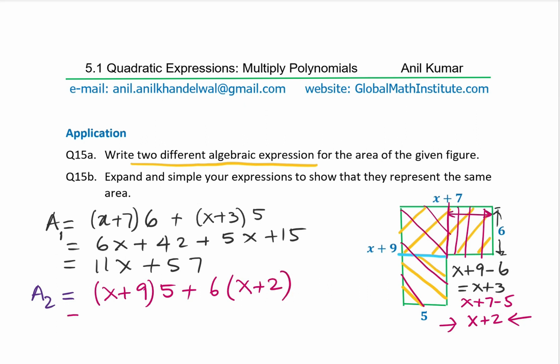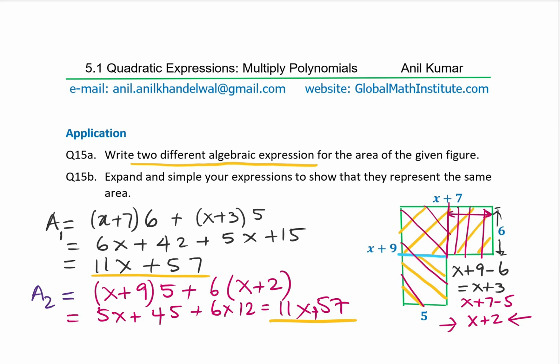And now we'll just expand. So we get 5x plus 45 plus 6x plus 12. Combine the like terms. 5 and 6 is 11, and 12 plus 45 is 57. So what do you notice? We notice that we have the same terms.